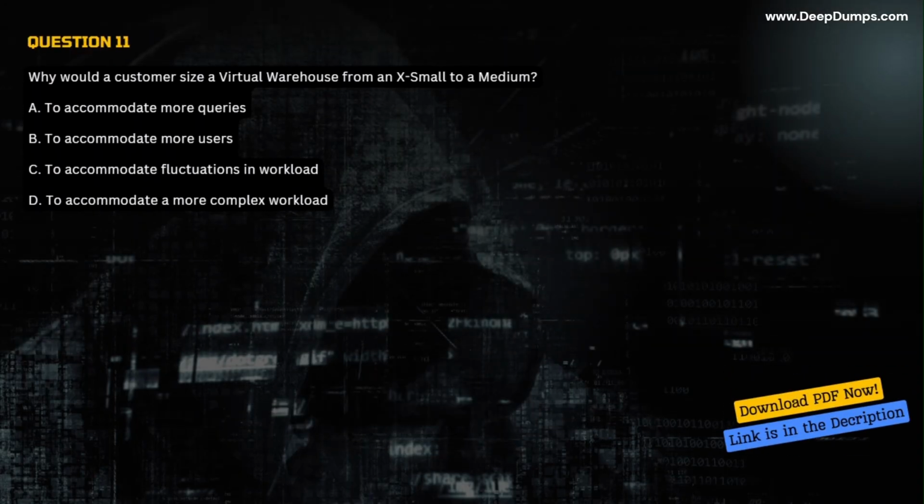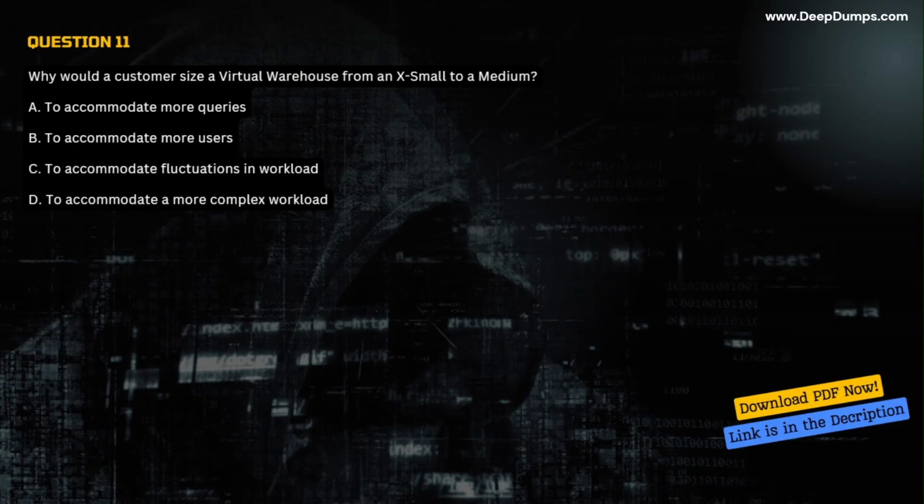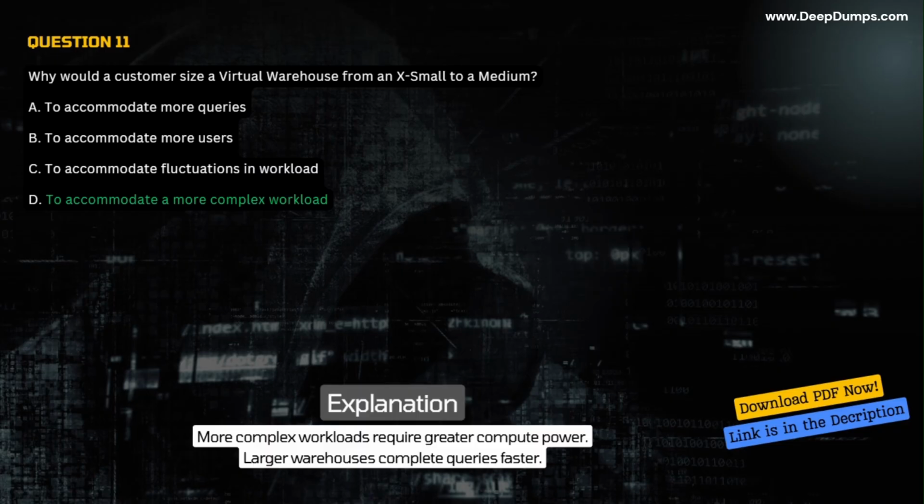Question 11. Why would a customer size a virtual warehouse from an X small to a medium? A. To accommodate more queries. B. To accommodate more users. C. To accommodate fluctuations in workload. D. To accommodate a more complex workload. Correct answer D. To accommodate a more complex workload. Explanation. More complex workloads require greater compute power. Larger warehouses complete queries faster.